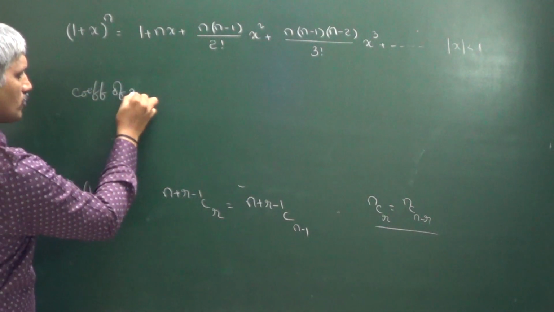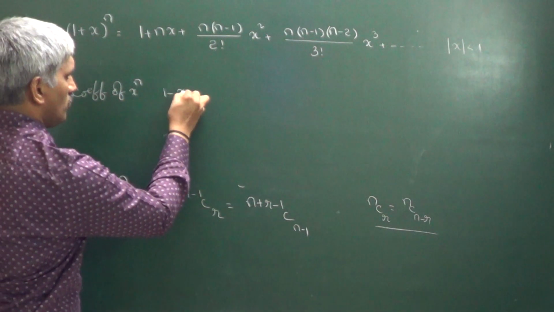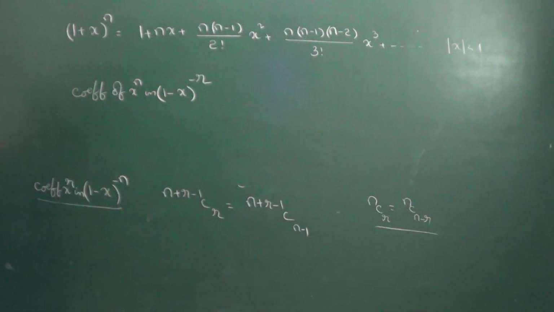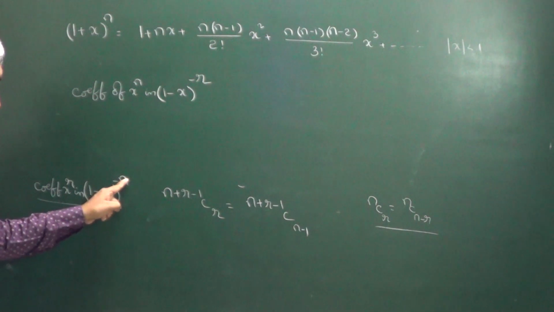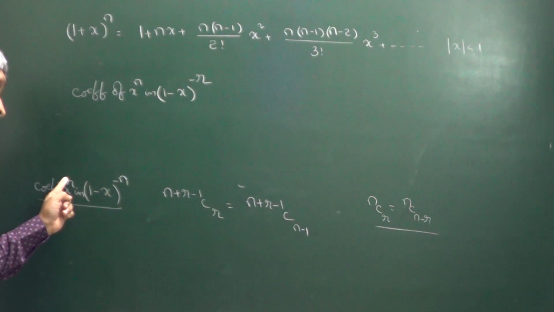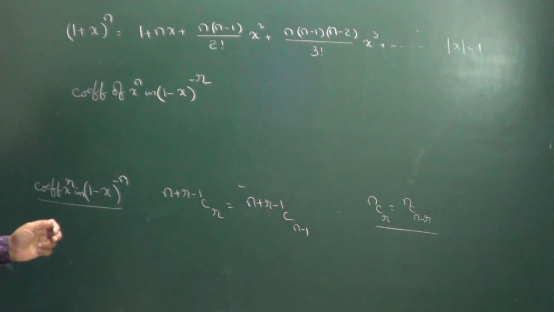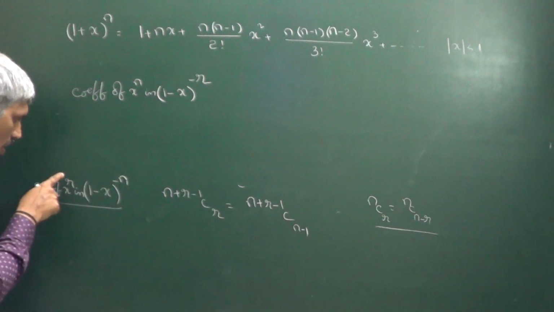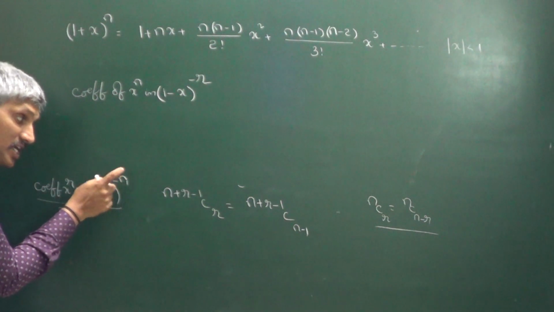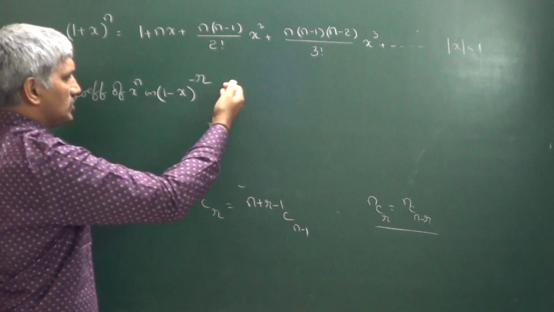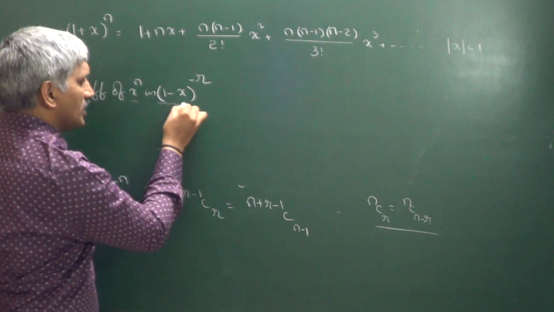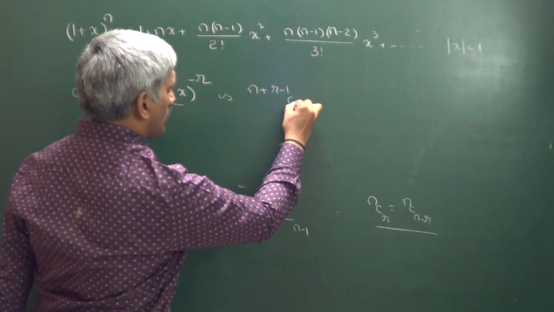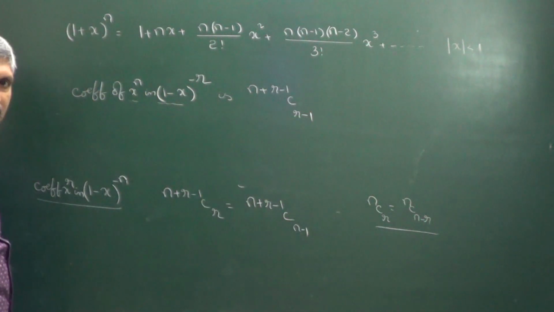The coefficient of x to the power of n in the expansion of (1 minus x) to the power of minus r. In the same way, try to say n plus r minus 1 C r. Observe here, r plus n minus 1 C n minus 1. That's why the coefficient of x to the power of n in this expansion is given by n plus r minus 1 C r minus 1, right?